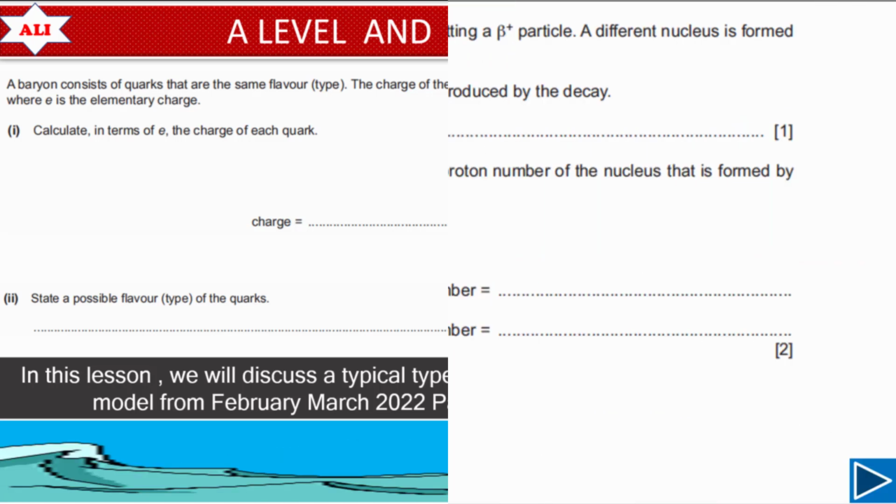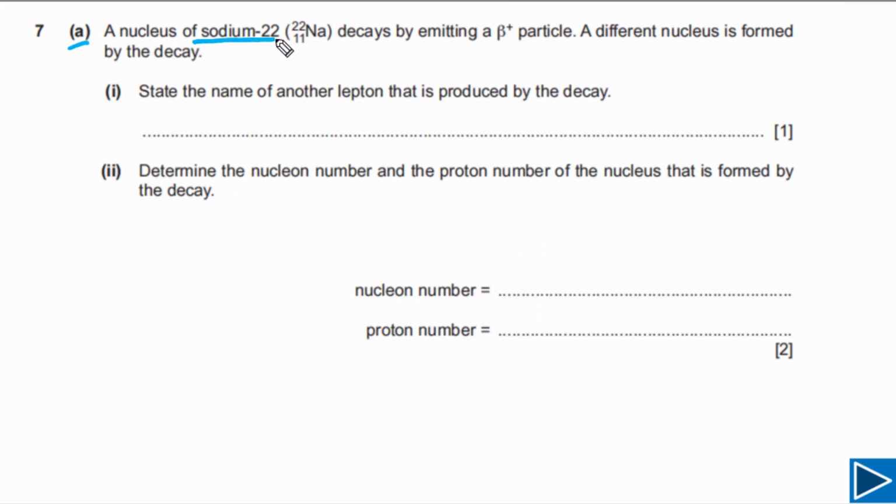charge on baryons. For part A, we are given that a nucleus of sodium-22 decays by emitting a beta plus particle. A different nucleus is formed by the decay. We need to state the name of another lepton that is produced by the decay. The question is asking us to state the name of another lepton. This beta plus particle is a positron, and a positron is the antiparticle of the electron and belongs to the lepton family. So this is the first lepton that is already given to us, and the question is asking us to state the name of another lepton that is produced by beta plus decay.